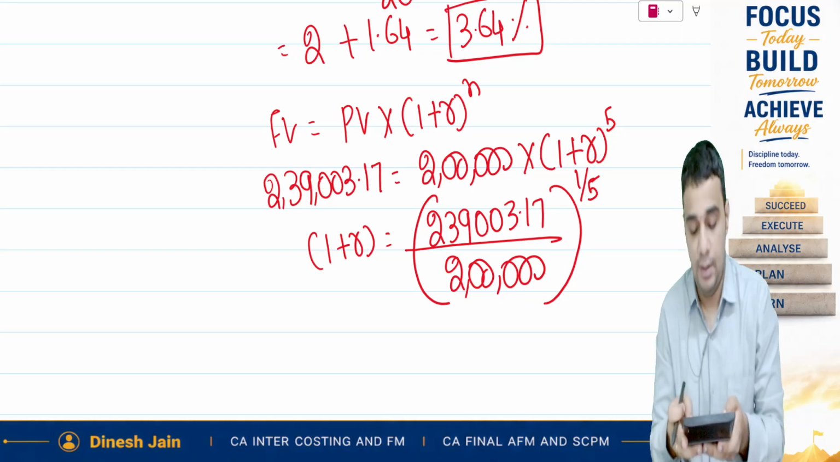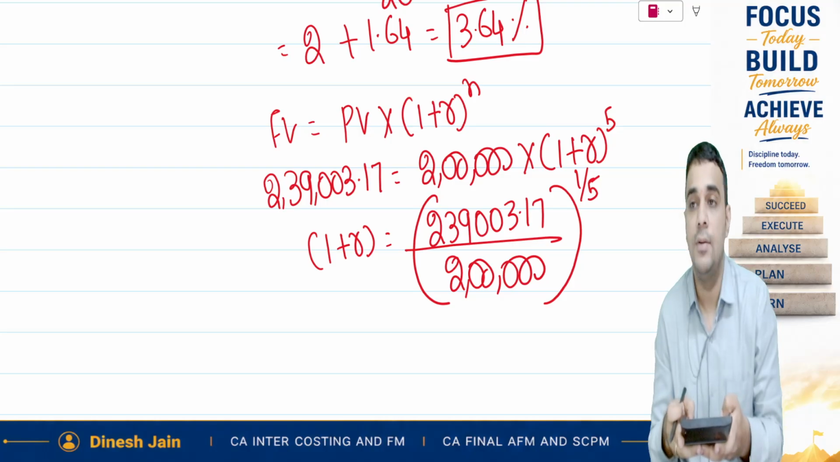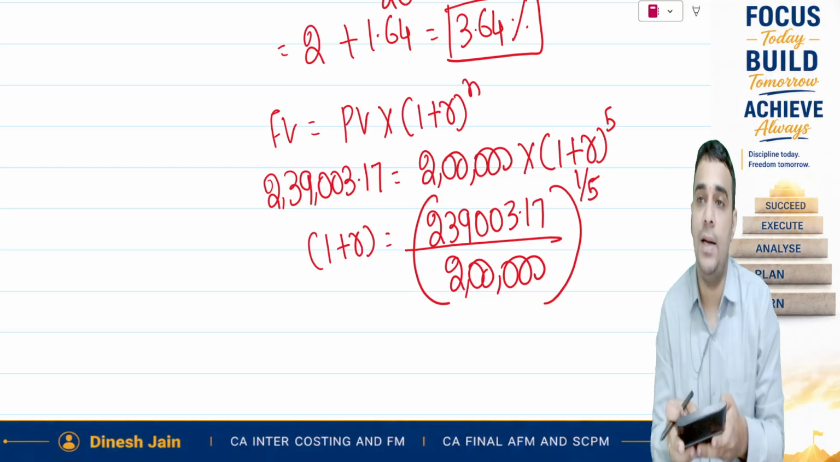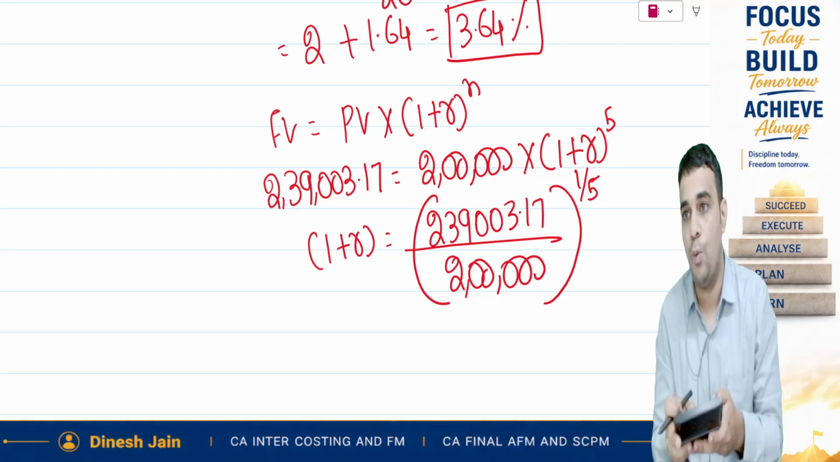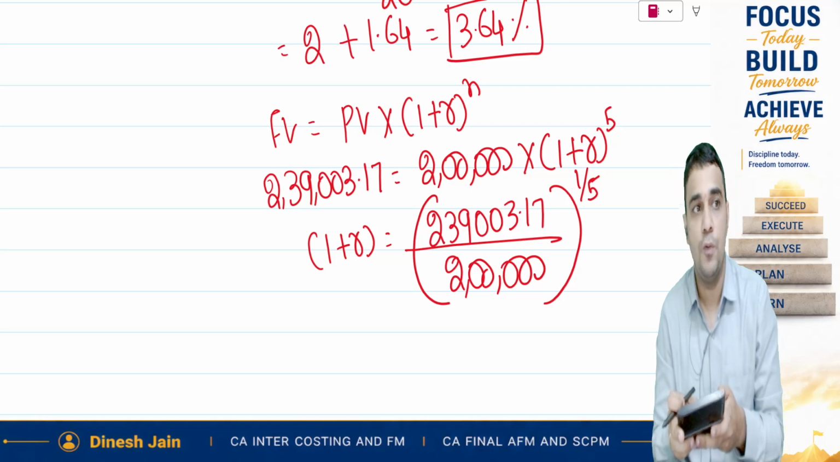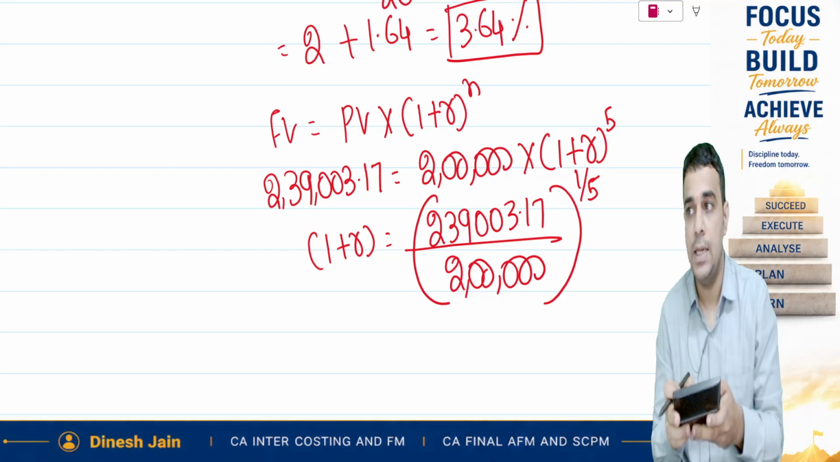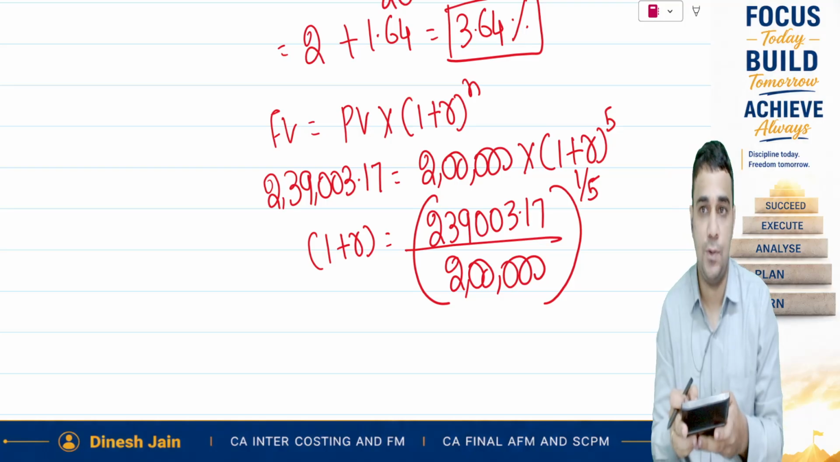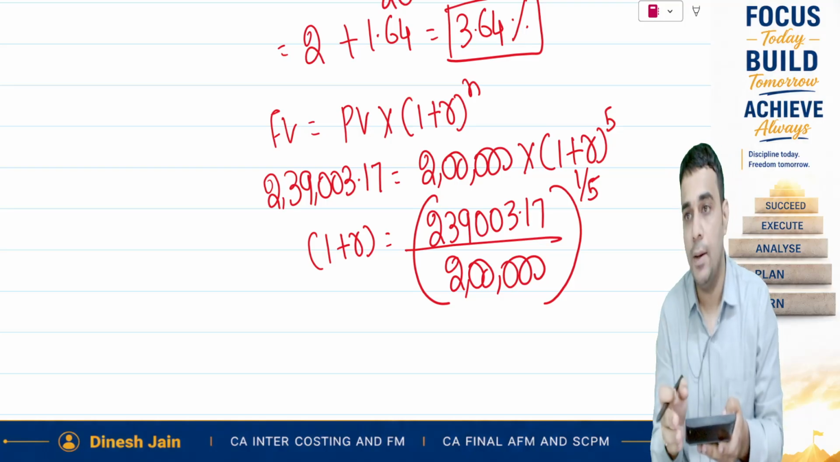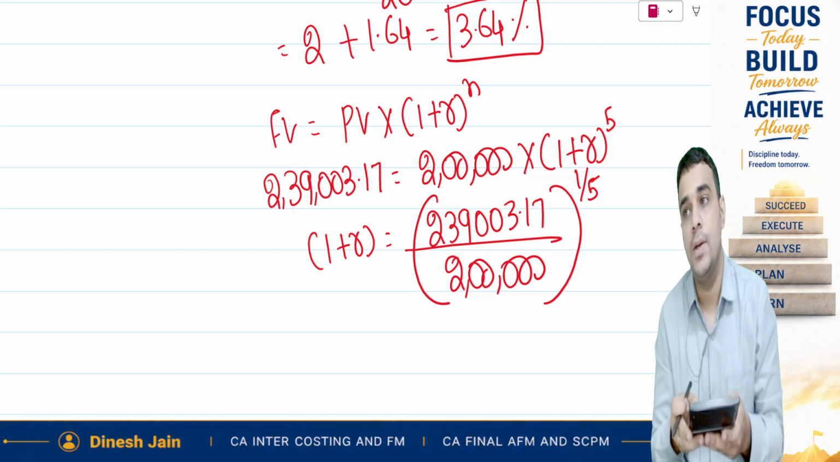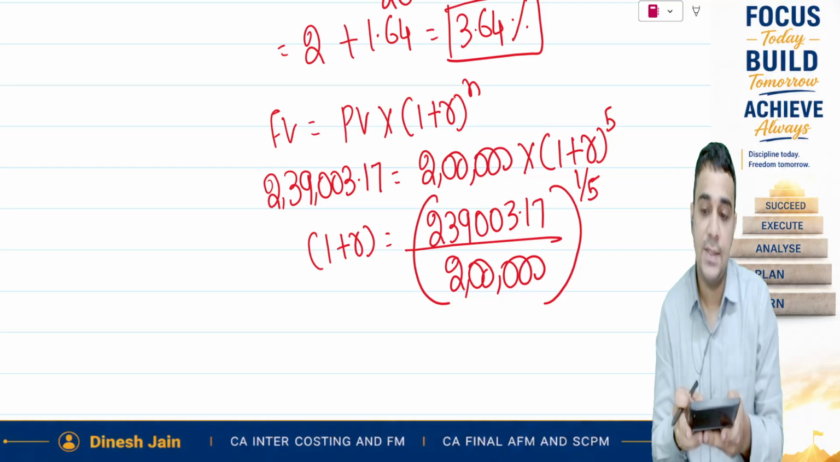239,003.17 divide by 2 lakh, press square root 12 times. You will have to count it correctly: 1, 2, 3, 4, 5, 6, 7, 8, 9, 10, 11, 12. After you press 12 times, you get a number. Subtract 1. Multiply this with 1 by 5.